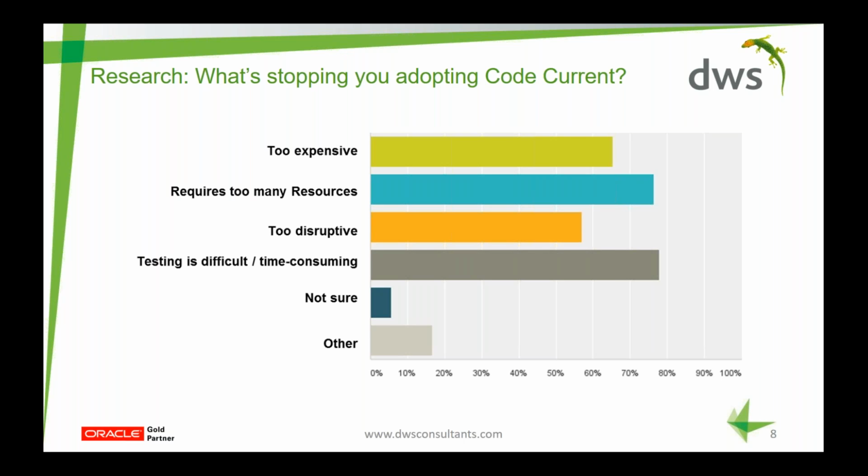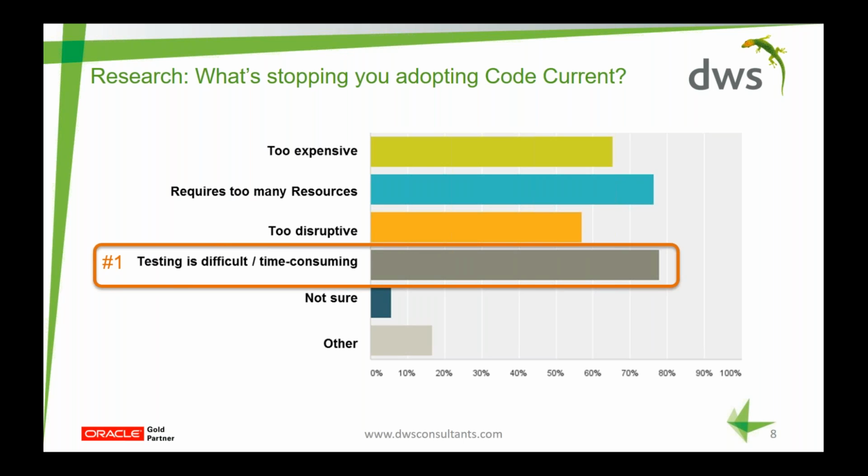Now, we conducted some research just over a year ago to find out why more people haven't already adopted a code current policy. We conducted this research amongst more than 100 JD Edwards customers. And we asked the very specific question, what issues are stopping a code current policy in your organization? The top reason given, at 76%, was that testing is difficult and time consuming. And this confirmed the smaller, more informal survey that we conducted at a UK Oracle user group conference a few months earlier. Testing, therefore, will be a key challenge that you do need to address when carrying out your next EnterpriseOne upgrade.